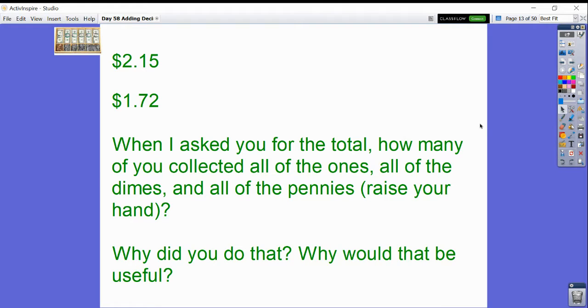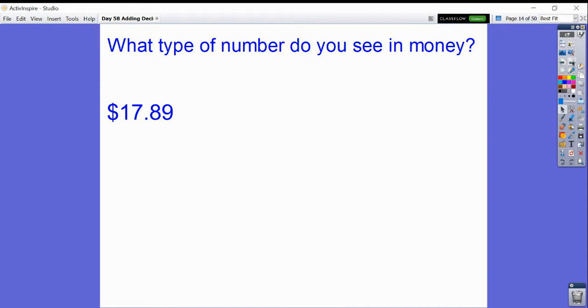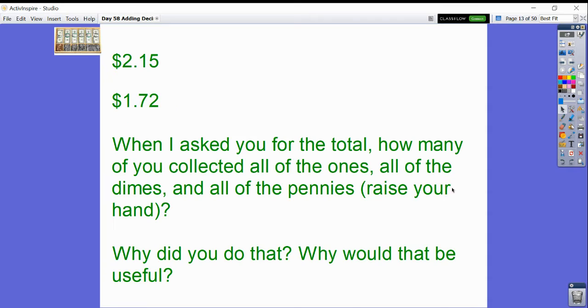When I ask you for a total, how many of you collected all of the ones, all of the dimes, and all of the pennies to find the total? If you did, that's a great idea. Why would I do that? Because they're the same units, right? A dime and a dime, those are the same units. It's very, very easy for me to add them. A penny and a penny, same units. It's very easy for me to add them.